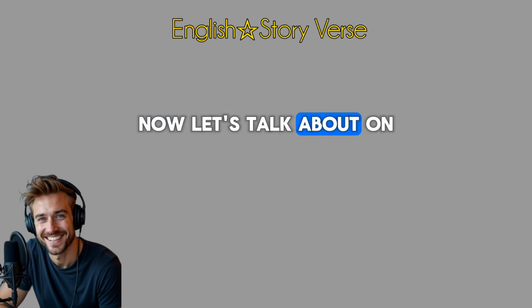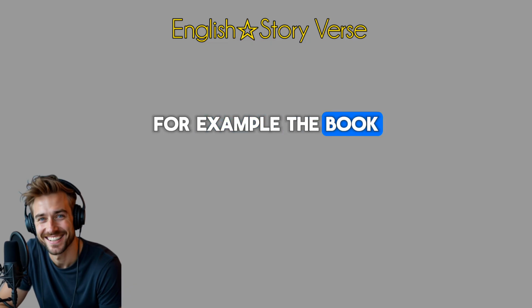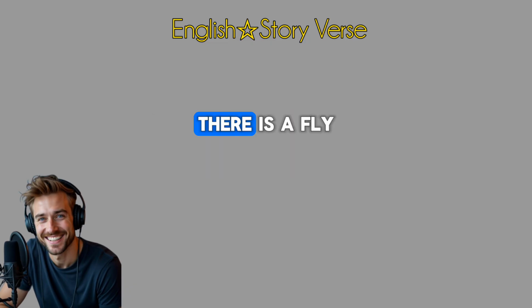Now let's talk about on. We use on when something is on top of something, okay? On a surface. For example, the book is on the table. There is a fly on the wall. Your shoes are on the floor. So remember, use on for things that touch or sit on a surface. On the table, on the wall, on the bus, on the street.